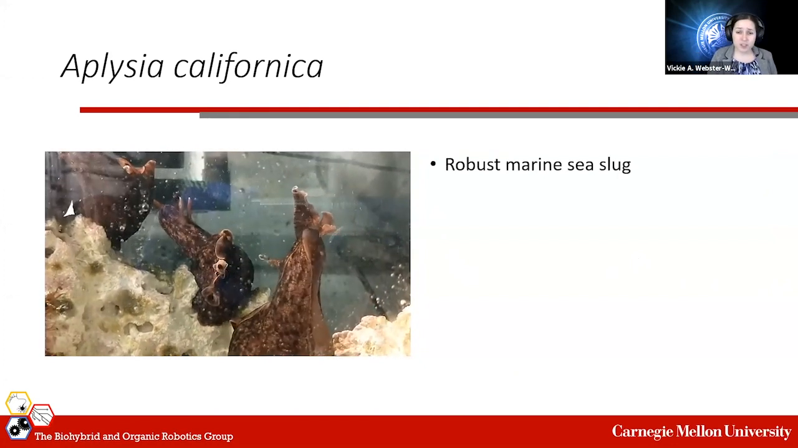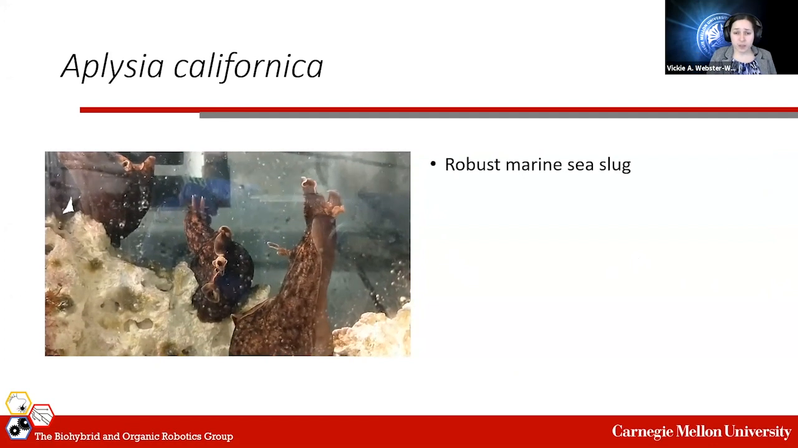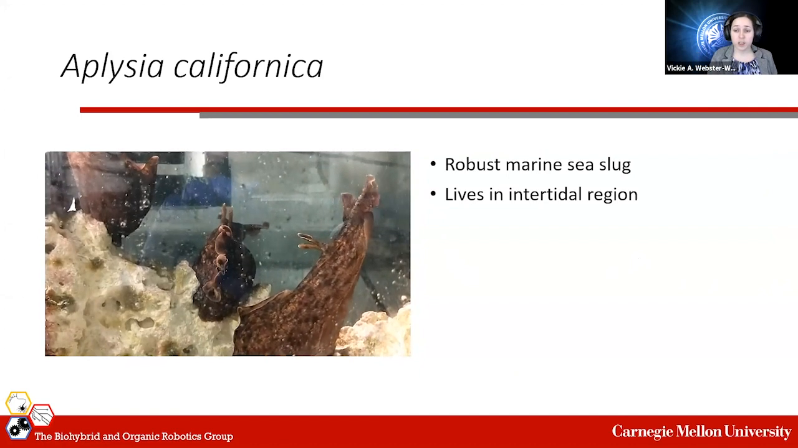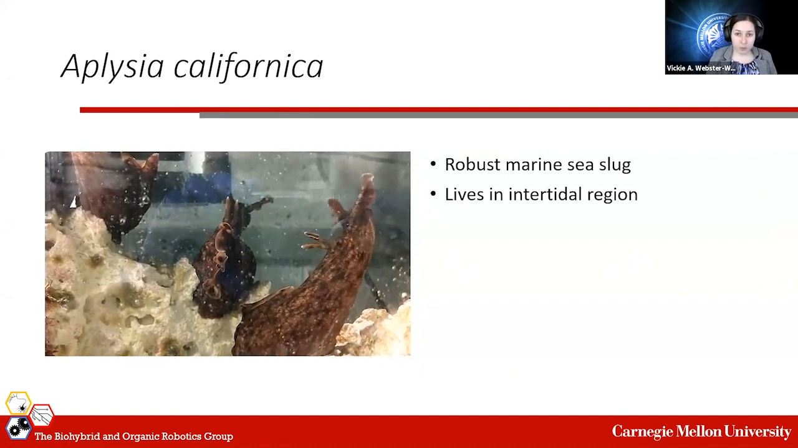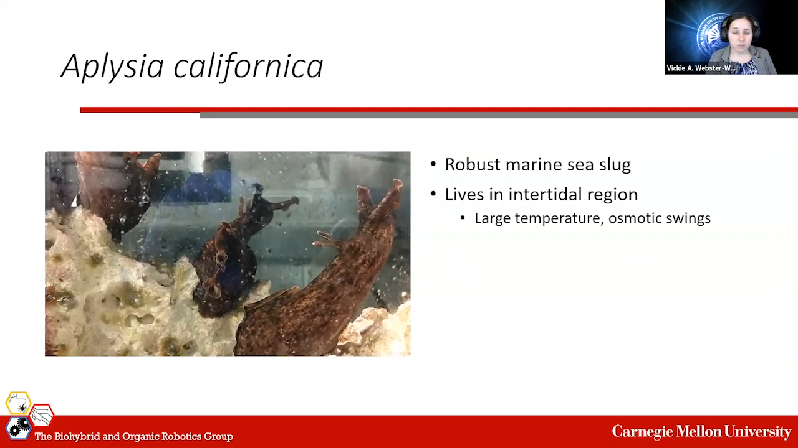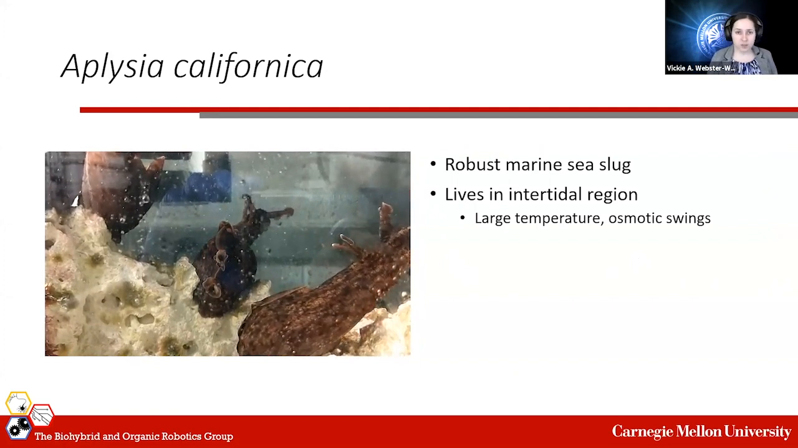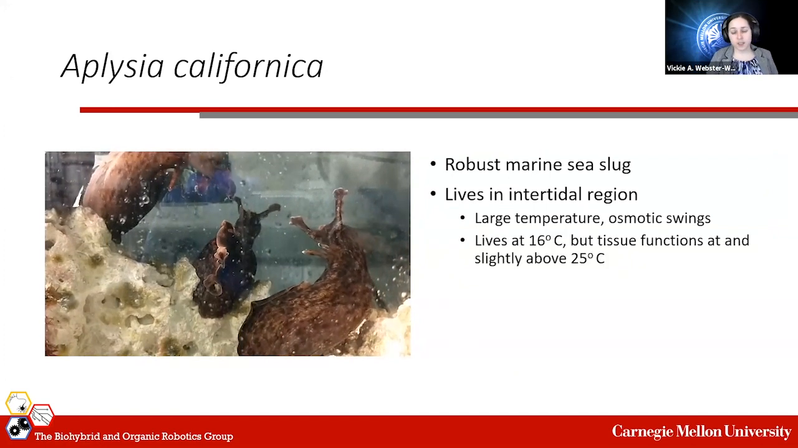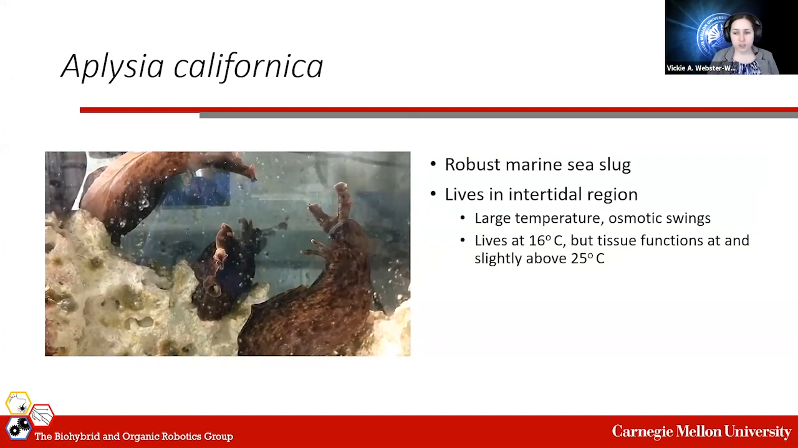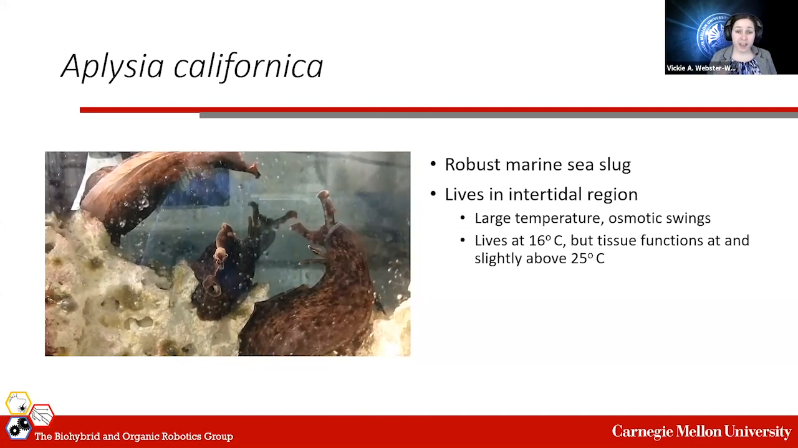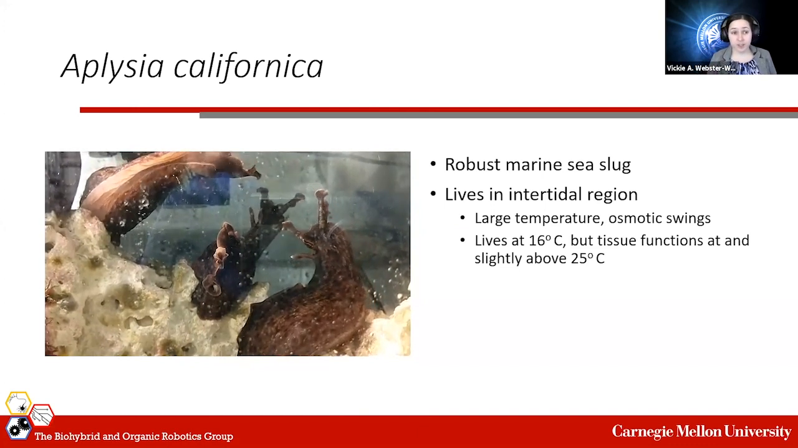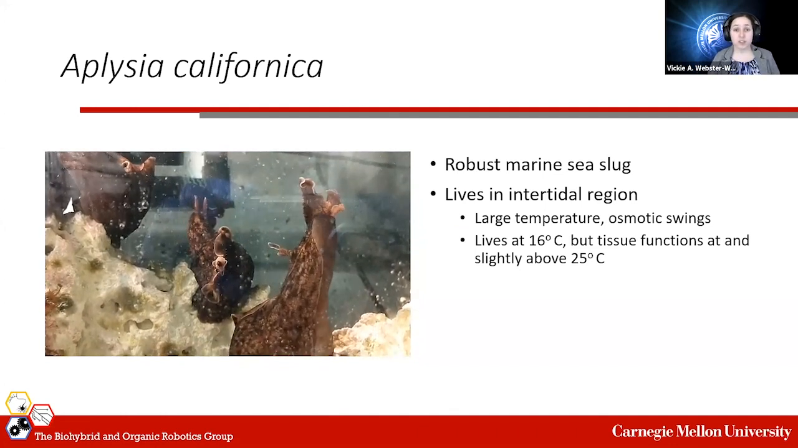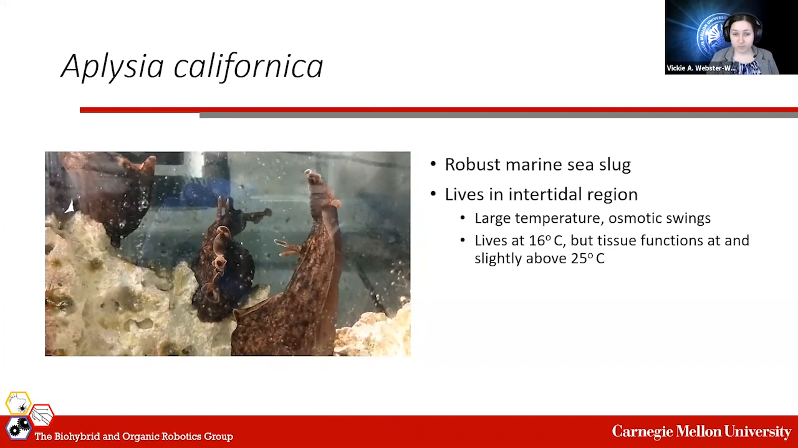In particular for us, these animals in the US are typically from off the southern coast of California, where they live in the intertidal region. And in this environment, they live in tide pools. So they may experience large temperature and osmotic swings as the tide goes in or out or weather events occur. And to really highlight this, these animals typically live at about 16 degrees Celsius, but the tissue functions at and even slightly above 25 degrees Celsius, which is really quite remarkable. If you or I had a fever of 9 degrees Celsius, we would be in a lot of trouble.